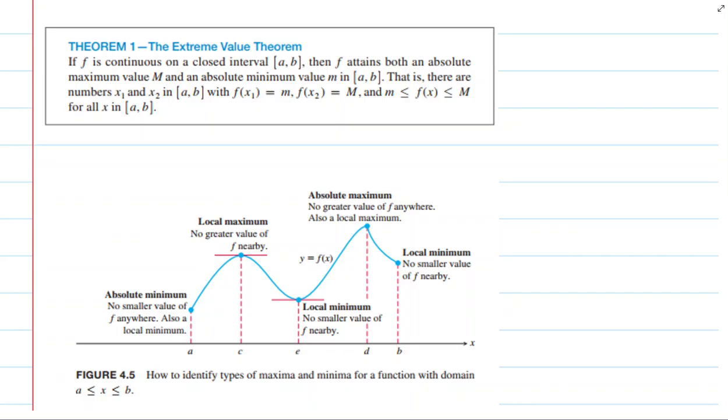[a, b]. Then f contains both an absolute maximum, called a capital M, and an absolute minimum, the little m, in [a, b]. That is, there is some number, x1 and x2, in that interval where f(x1) is m and f(x2) is capital M.